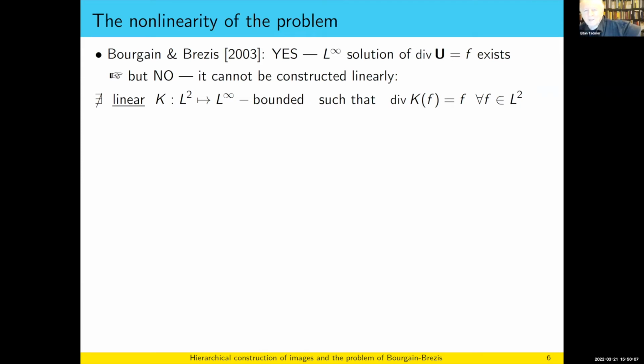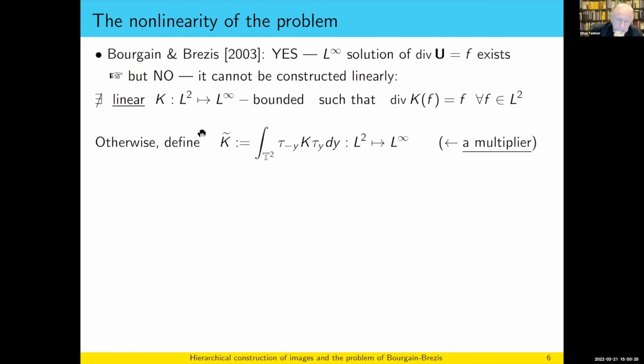What does it mean that it must be nonlinear? This is a linear equation. Well, but it has a solution which is nonlinear. Let me first of all quote the statement from Bourgain-Brezis, why there is no such linear operator, because it's actually rather simple to show why there is no linear solver.